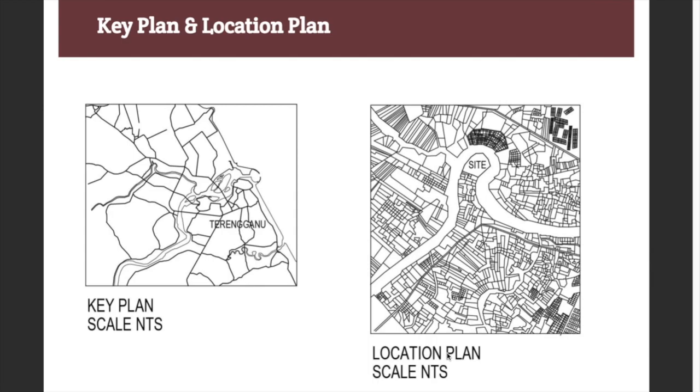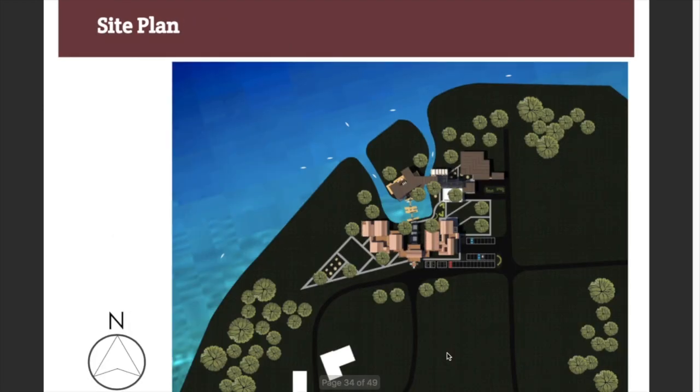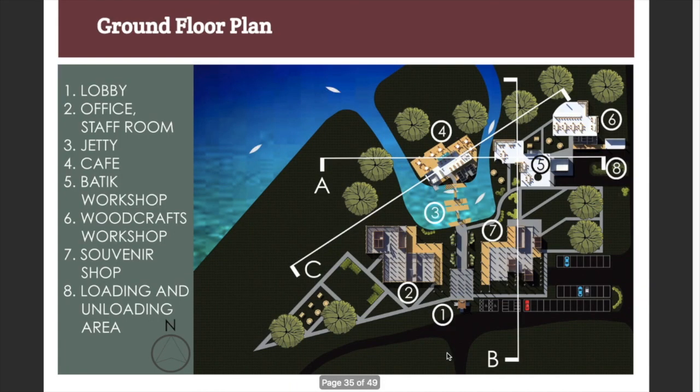So this will be my key plan and the location plan. This one is the site plan. It shows that the residential area, the site, and the river are there. And this one is the ground floor plan.